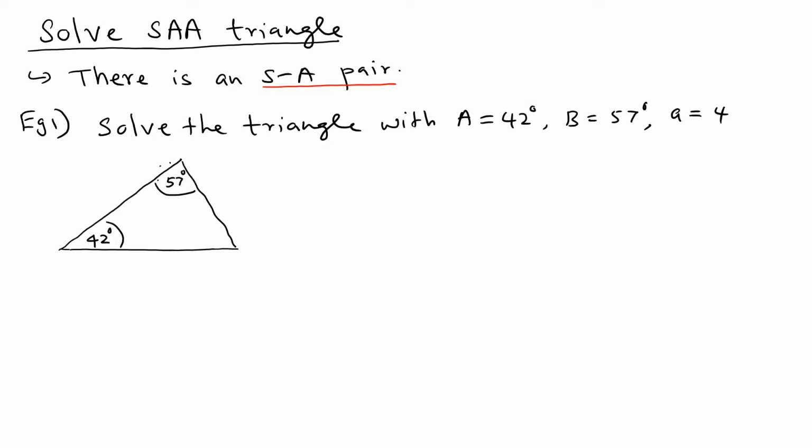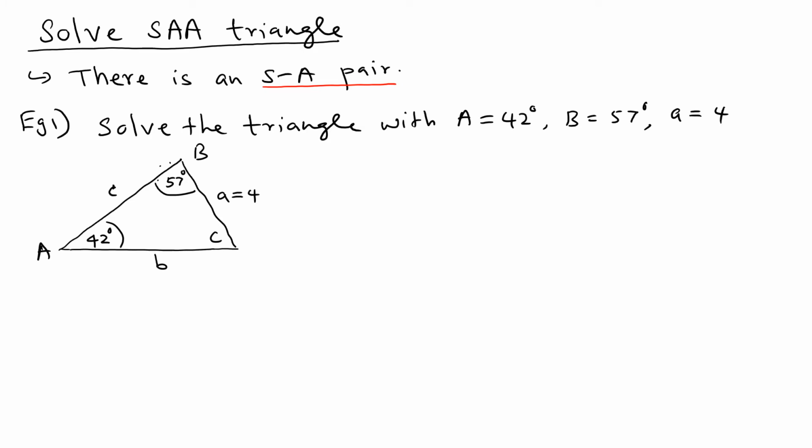So we can draw a triangle to represent that. We have 42 degrees and 57 degrees. This is the A vertex or the A angle, and opposite to that we have side a, which is a equal to 4, given. This is B, and this is the angle C. We can use the letter C to represent either the vertex or the angle. This is the side b that we are looking for, and this is the side c that we are looking for.